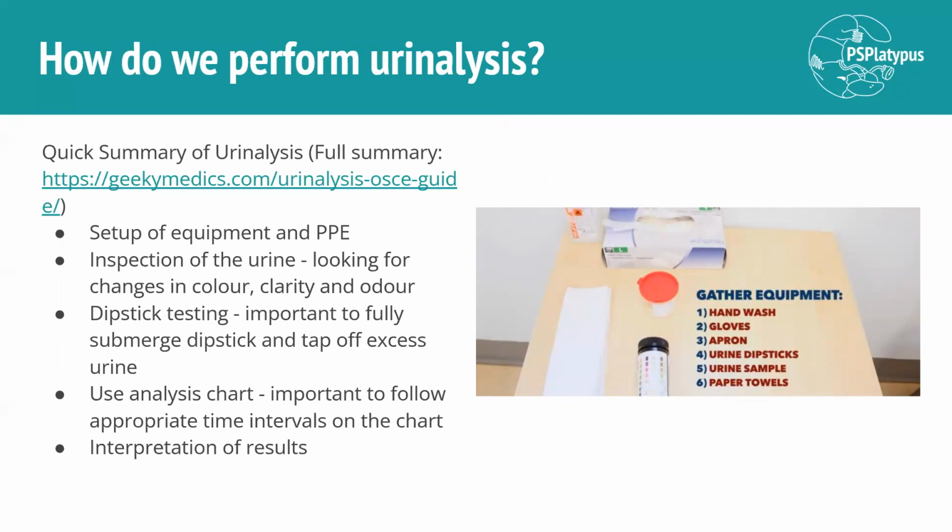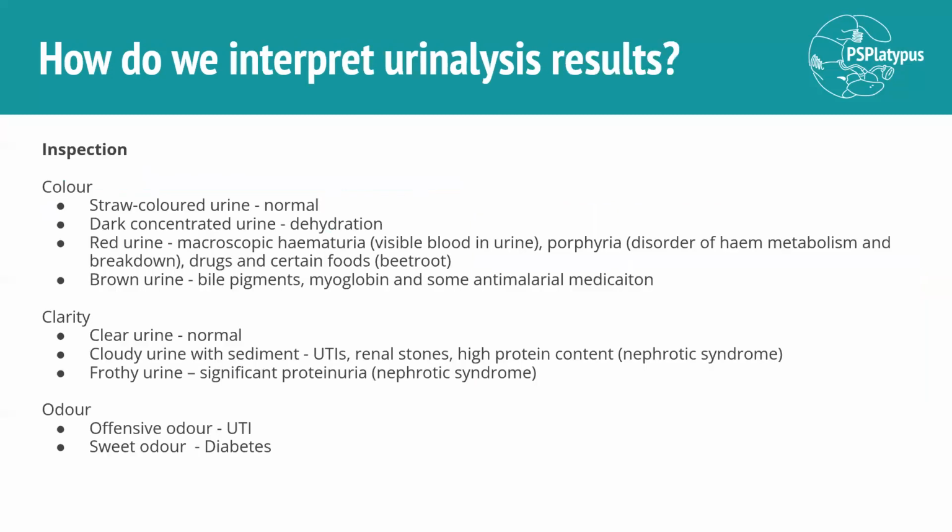Well, we just want to set up our equipment and PPE. As you can see in the image on the right, you want to inspect the urine, looking for changes in color, clarity, and odor, as well as perform the dipstick testing, which involves submerging the dipstick that you get from the container fully into the urine and tapping off any excess urine. Then using the analysis chart and following the appropriate time intervals that are written on the chart. And then we interpret those results. If you want a more comprehensive summary, I recommend having a look at the Geeky Medics urinalysis guide.